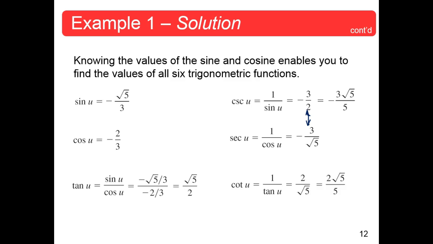Okay. Sorry about a really major bad slide there. Okay. Can't believe the one that they gave you, secant u was equal to negative 3 halves. They didn't even have to calculate anything. Just write it down. They gave it to you. And they got it wrong. Okay. Duh.